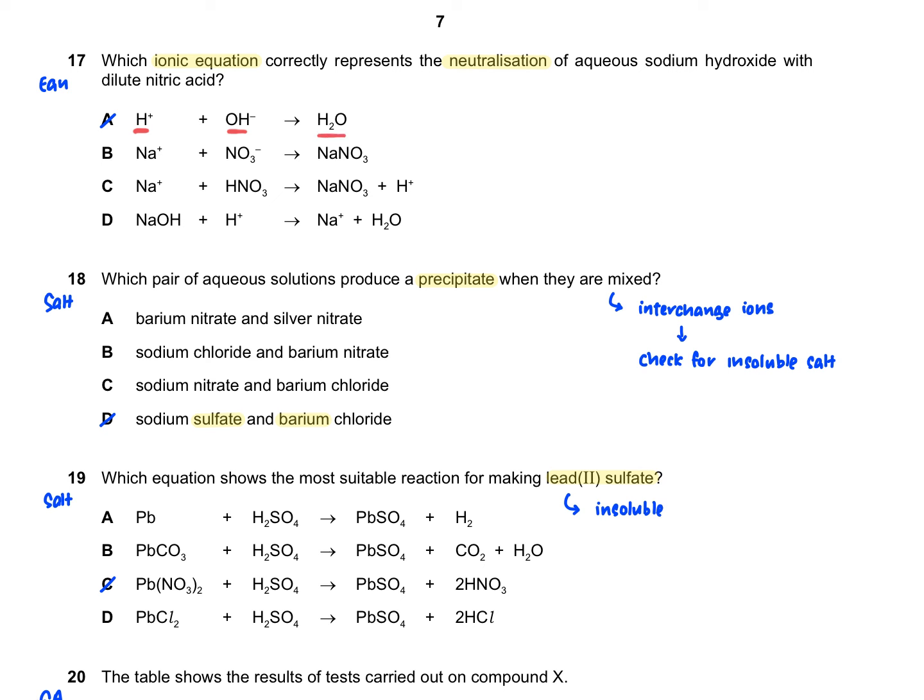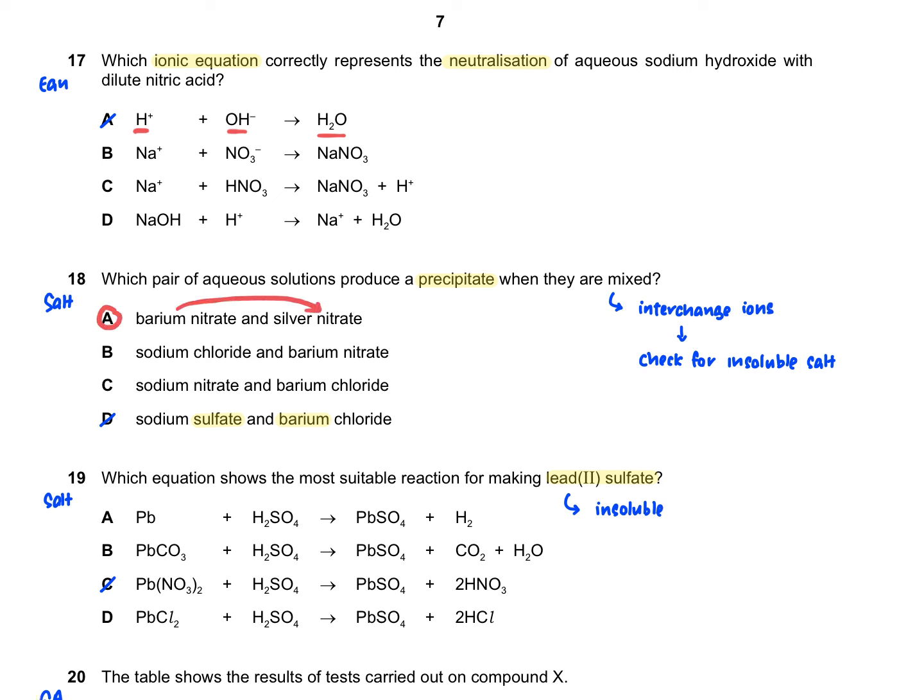Question 18 is on salts. This is a typical question as well, where we mix two solutions and you're asked to determine which one produces a precipitate. So the thing about mixing two solutions is that the ions will be mixed together. So you can imagine the ions to be interchanged. The trick to solving this question is to interchange the ions and see which combination would give an insoluble salt.